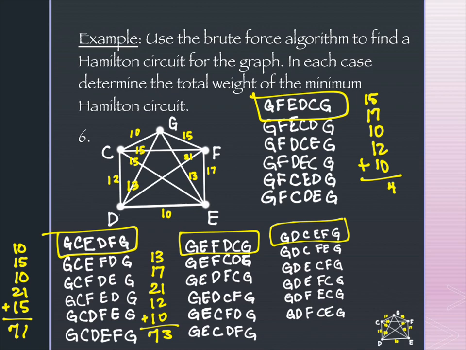Okay. GD, 13. DC, CE, 15. EF, and then FG, 15. That might be the messiest one we've got to add together. It definitely was. I think it's 72. Is that what we have? 72? Okay. So we could literally do this 24 times.